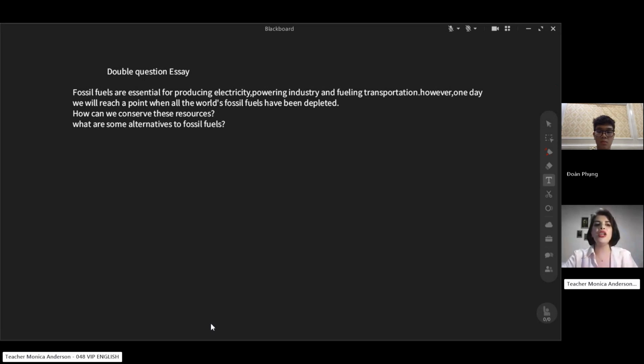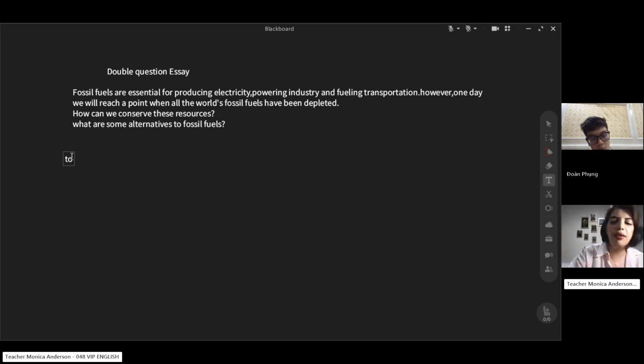Topic words are the words that identify the general subject of the question and will be found in the statement part of the question. So what does it mean: fossil fuels are essential. So fossil fuel is the topic word. What is the topic? Of course, this essay is about fossil fuel. So we can say that this is my topic word.